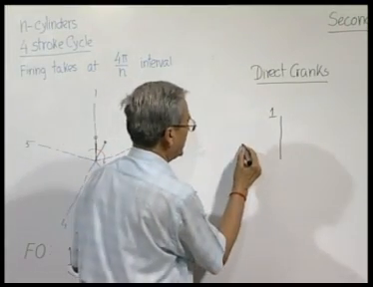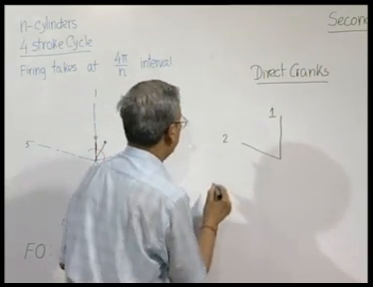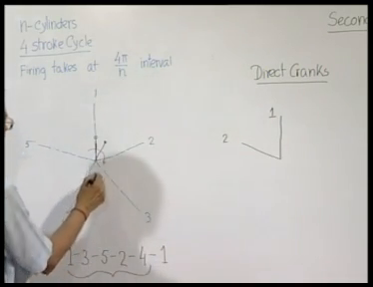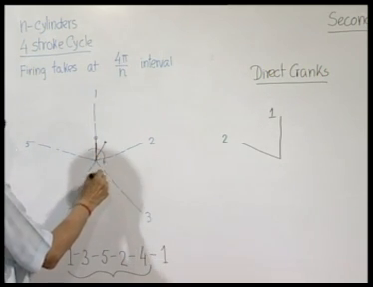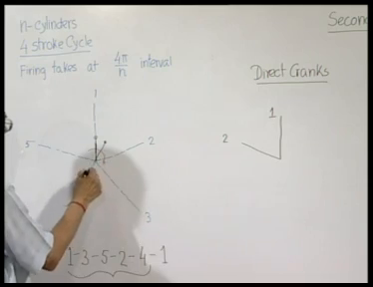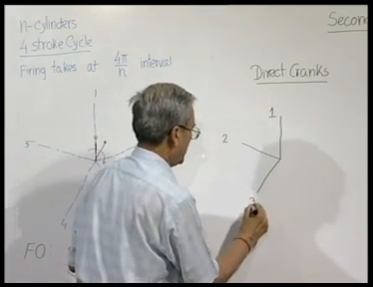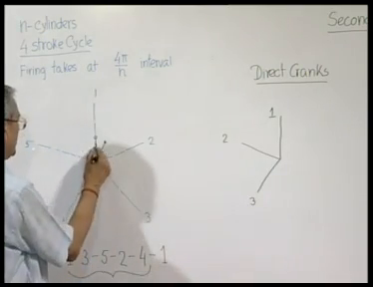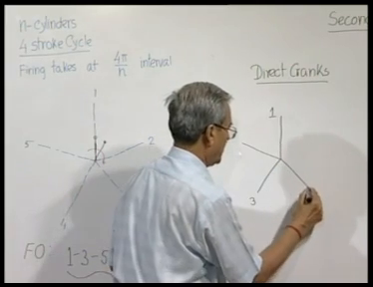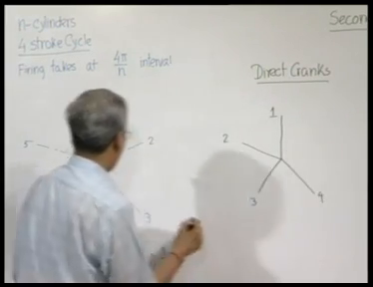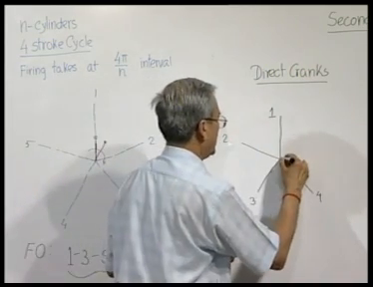So, the direct crank of cylinder 2 will be here. For 3, it will be 3 units as the theta, so 2 theta will be 6 units, and it will come here. For 4, it is only 2 units, so it will become 4 units, and it will go here. And for 5, it is 1 unit, it will be twice because it is the secondary.